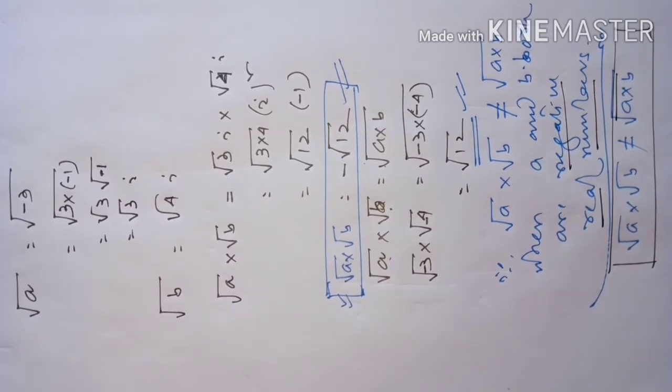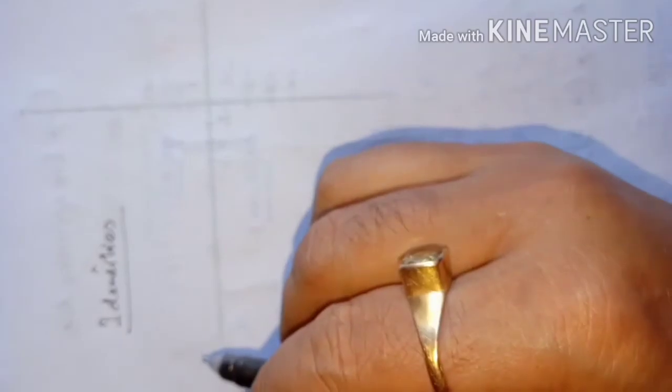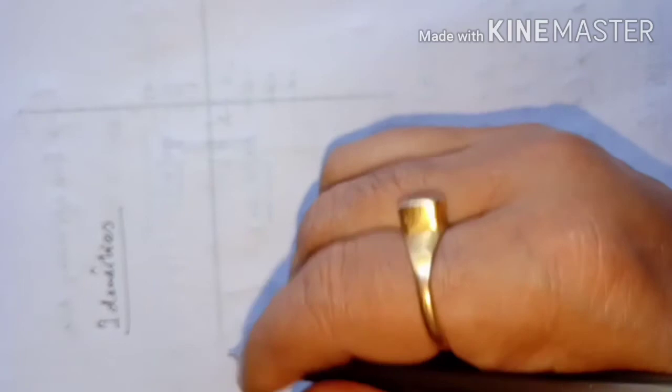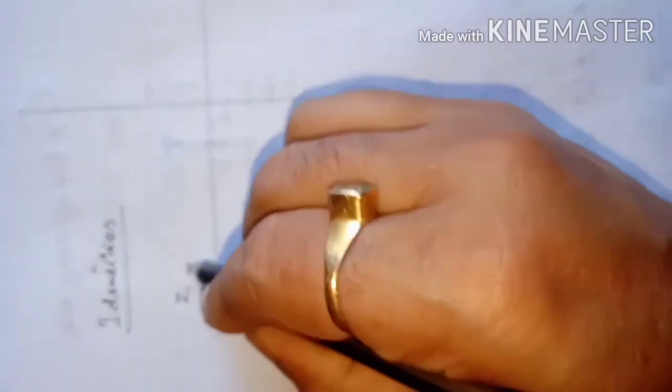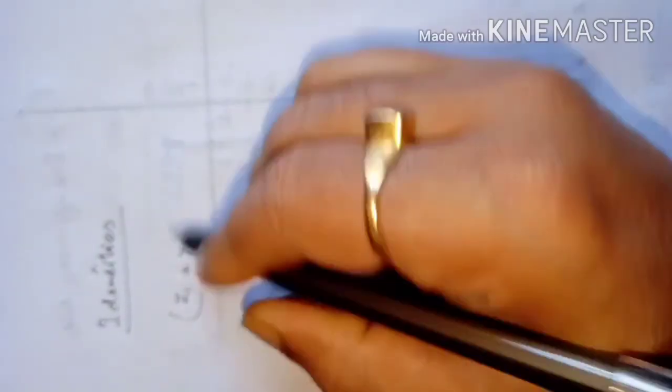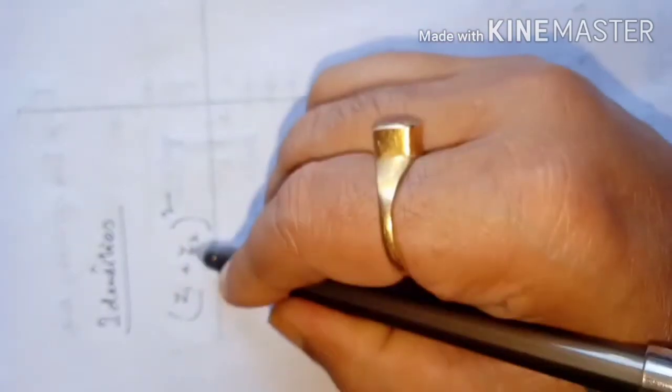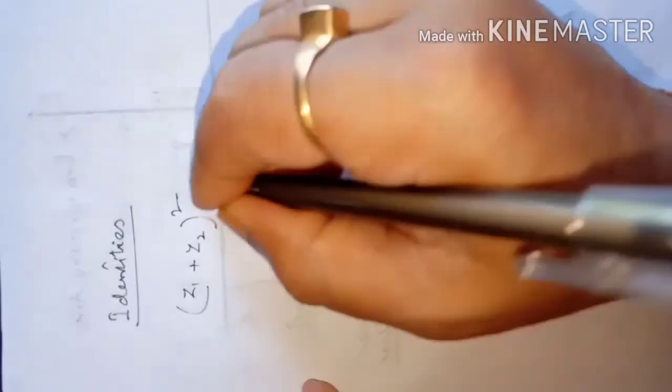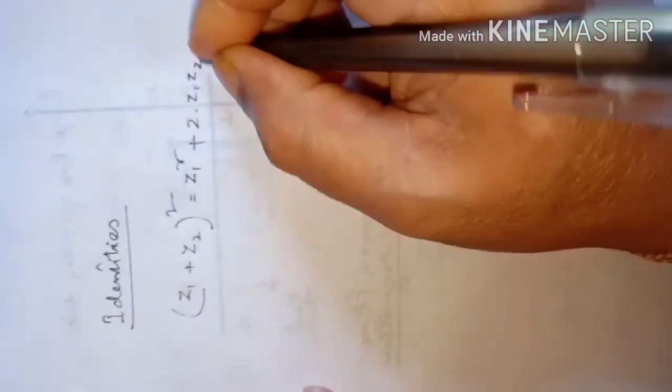So now identities where complex numbers are involved. Like z1 and z2 are two complex numbers, and the square of their sum can be written as z1 square plus 2 times z1 z2 plus z2 square.